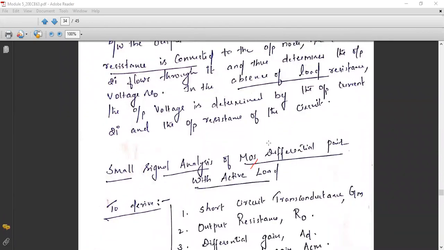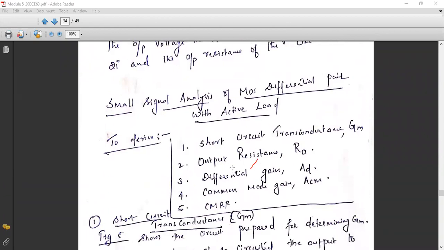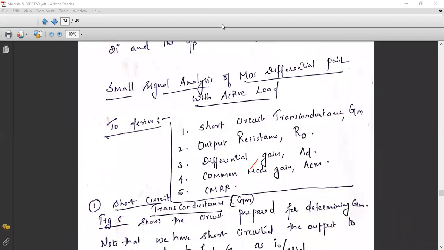Yes, sir. Now coming to the last analysis. To assess the performance parameters of this MOS differential pair, we are going for some small signal analysis. From this analysis, we are going to derive these 5 parameters. So we need to study the derivation for all these 5 parameters, and parallelly, you need to remember the equation, the result, and apply it for the numerical. So what are the parameters that we are going to analyze for this active loaded MOS differential pair?